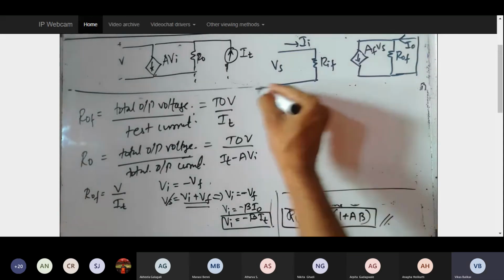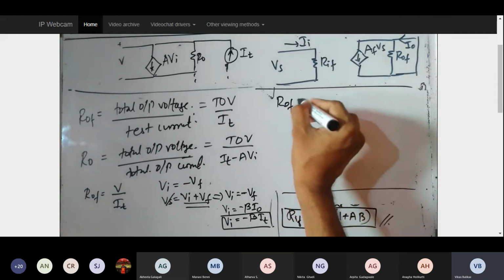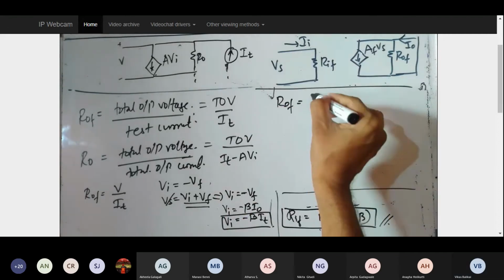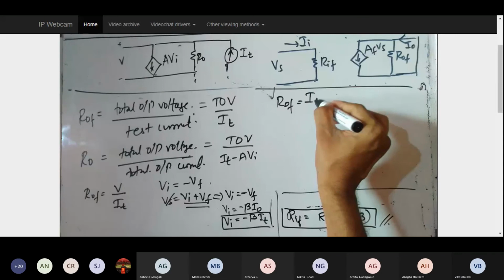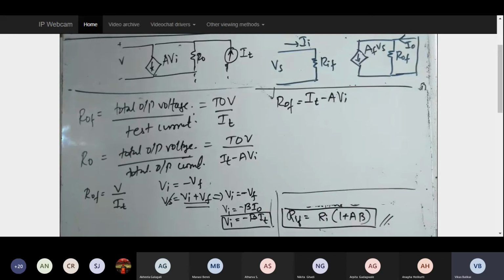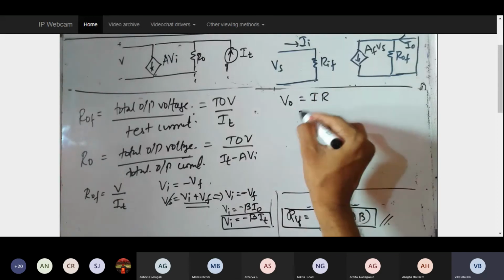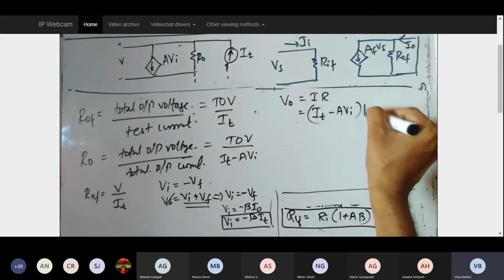So Vi is equal to minus beta times IT. Therefore ROF can be written by expressing V in terms of currents, so that is IT minus A Vi. Basically what I'm doing here is writing V is equal to IR. So V naught is equal to I into R. I is nothing but IT minus A into Vi, multiplied by R naught. So this is how I write.